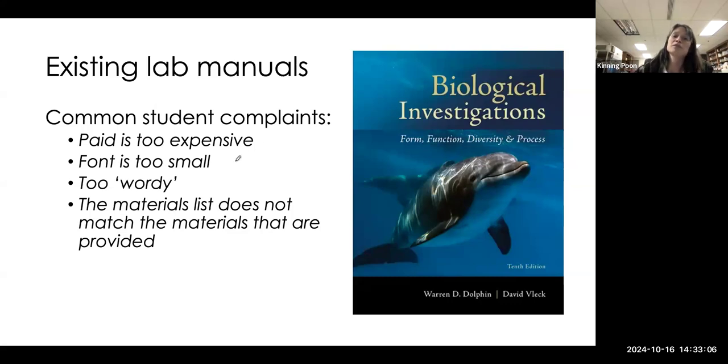Some other common complaints that students would have were that the font was too small, so it made it difficult for them to figure out where they were supposed to read. There was too much text, not enough spaces, not enough breaks. And this created that issue of students not knowing exactly where they should be reading. And the material lists that was found in the lab manual didn't often match the materials that we actually had on hand. So they would be looking for things that we didn't actually have.